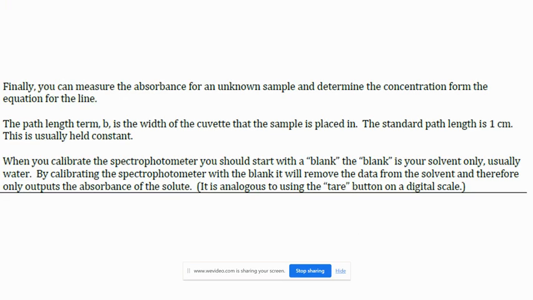Okay, like I said, you can do your absorbance. You're gonna have to calibrate your spec. Calibrating your spec is with a blank. That's just distilled water. Make sure you use the distilled water from the bottles.